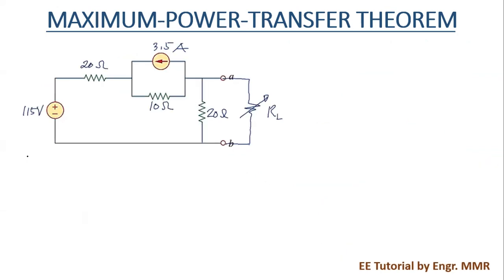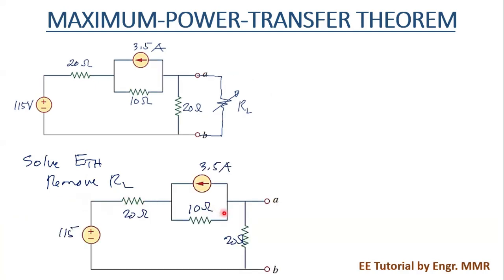The next step is we have to determine or solve for the ETH. Recall how to solve for the ETH. So we just need to remove the RL and leave the terminals open. After removing the resistance RL, this is now the equivalent circuit.